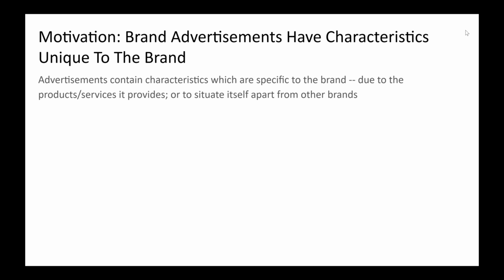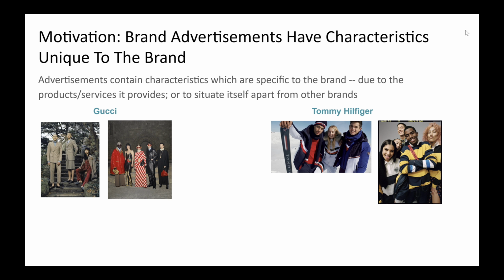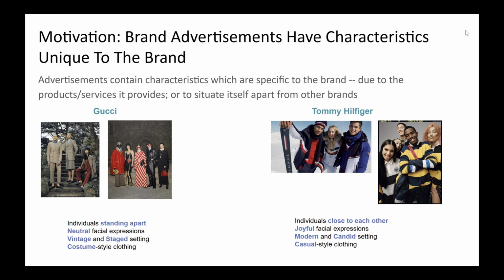For instance, consider ads from two fashion brands, Gucci and Tommy Hilfiger. While people are posing for a picture in all these images, they differ in several key aspects, such as facial expressions, clothing style, and setting. These characteristics reflect each brand's visual identity and hence must be present in the automatically generated ads.